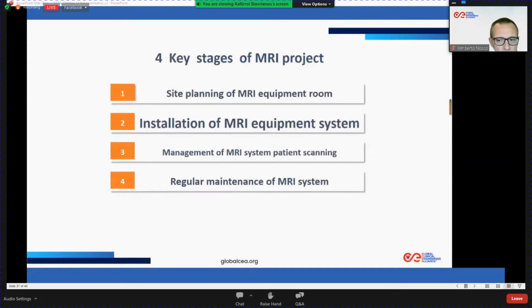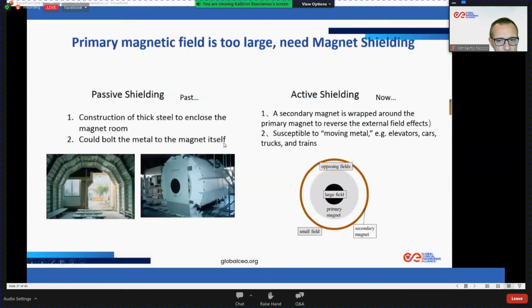The second key stage of an MRI project is the installation of the MRI equipment system. The primary magnetic field is too large, so magnetic shielding is needed. There are 2 types of magnetic shielding. One is passive shielding. Passive shielding is the construction of thick steel to enclose the magnet room, like this one. The second is bolting metal to the magnet itself.